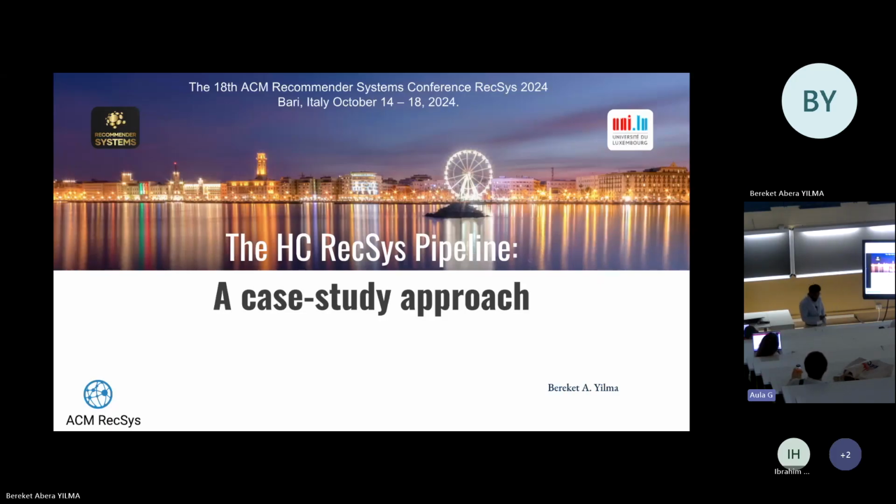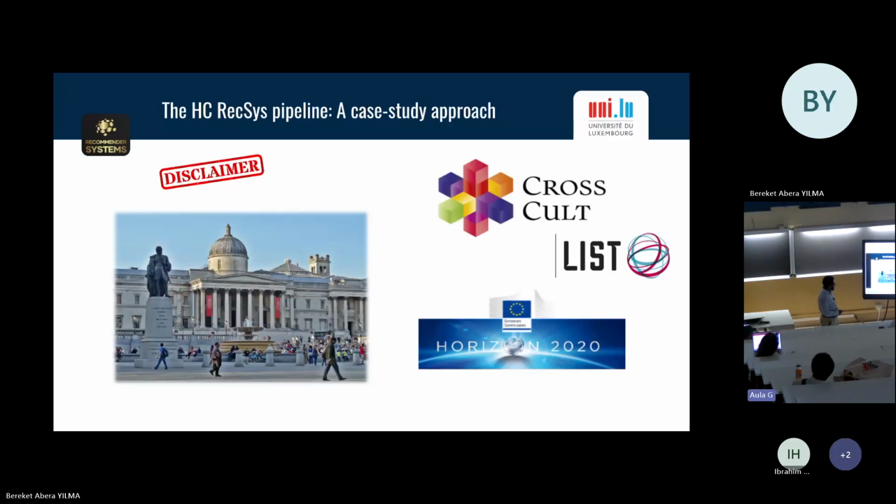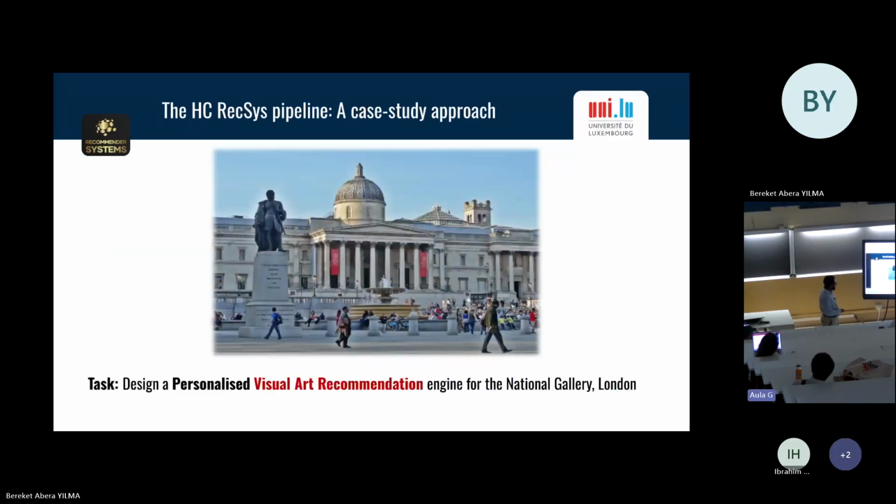So the case study. This is the pipeline that we have, essentially. First, you have model training, post-processing, evaluation. This remains the same. But the mindset we are bringing to this approach is slightly different now. The case study is essentially, the task is to design personalized visual arts recommendation for the National Gallery of London. Have you ever been to the National Gallery of London, to the museum? Okay, so our task is you have a visitor coming to the museum, and you want to design a recommender system for these new users.